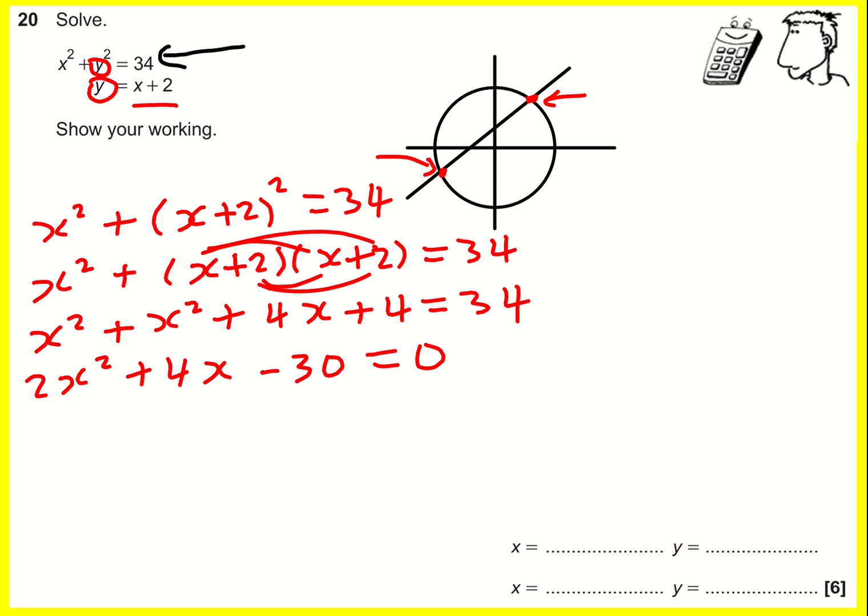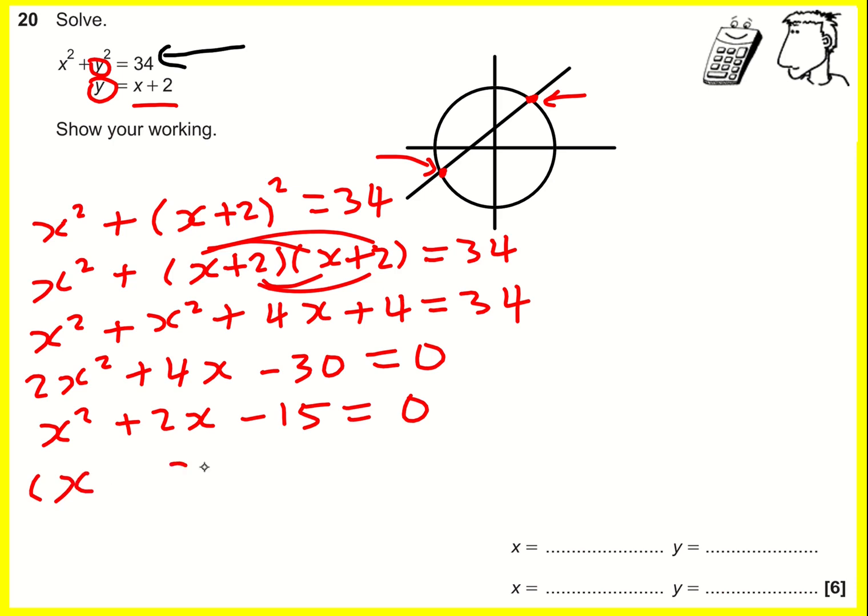Before we try to factorize it, a really good tip is to always look for a common factor. There's a common factor of 2 here. So in this case, because it's equal to 0, we can divide everything through by 2. And that's going to give us x squared plus 2x minus 15 equals 0. Now I'm kind of expecting this to factorize. Let's see if it does.